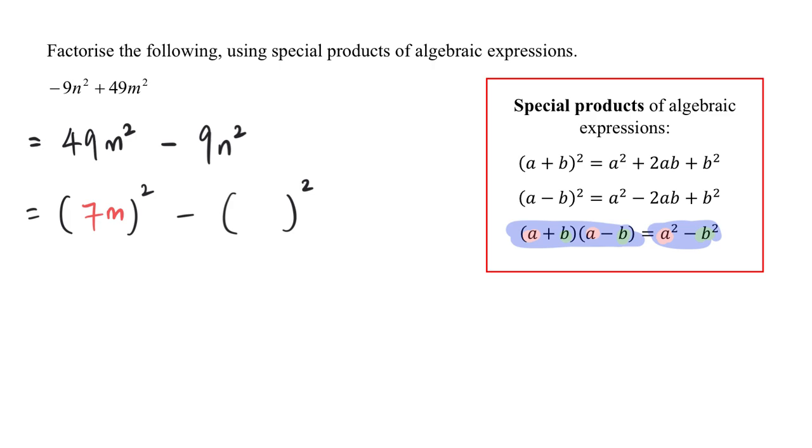9n squared, how should I rewrite it? Yes, you're right, (3n) squared, because 3 times 3 is 9, n times n is n squared. And from here, I will be able to get (A plus B)(A minus B), where my A is 7m and my B is 3n.